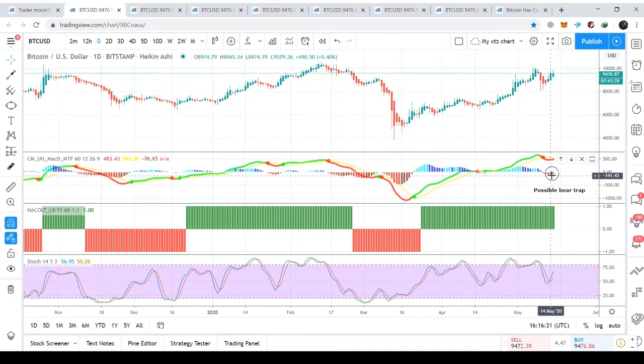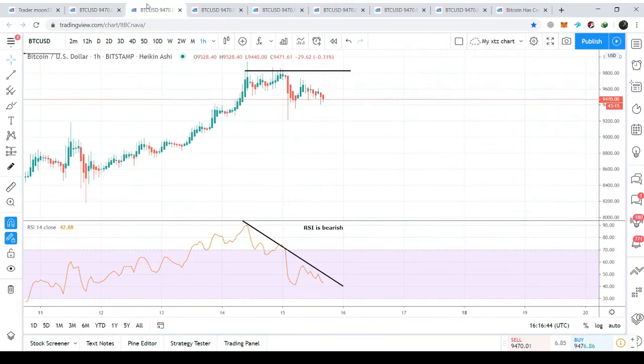It is giving weak bearish signals, and the stochastic has also given us the buying signal, or the bull cross, like it had given here back in February 2020. So it can be a kind of bear trap. And if we watch it on the short-term hourly chart, we can see that the RSI is continuously moving down.